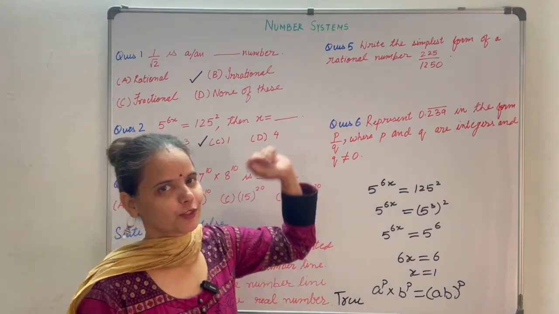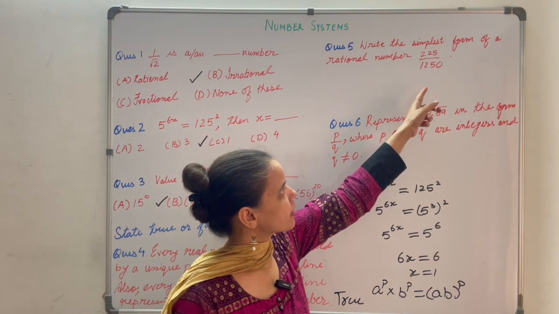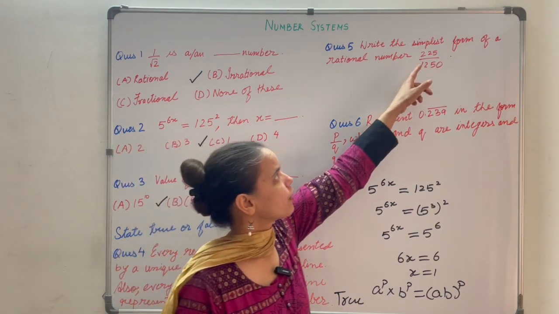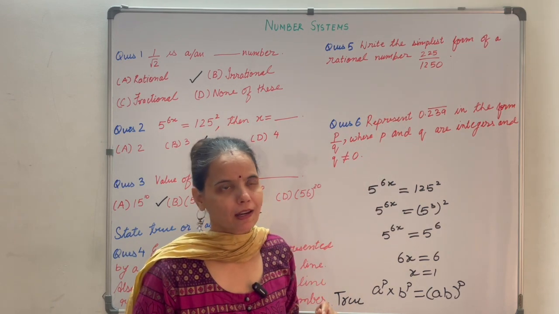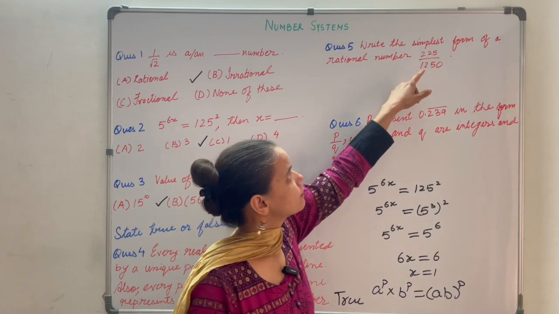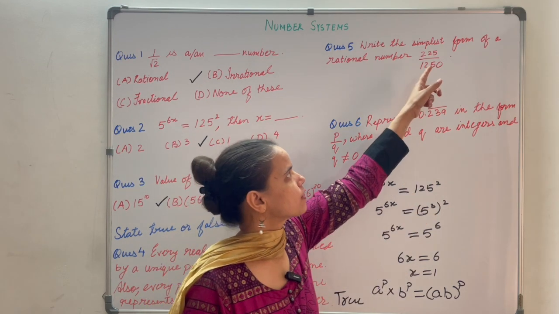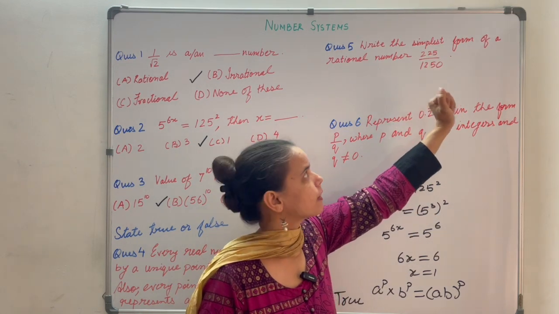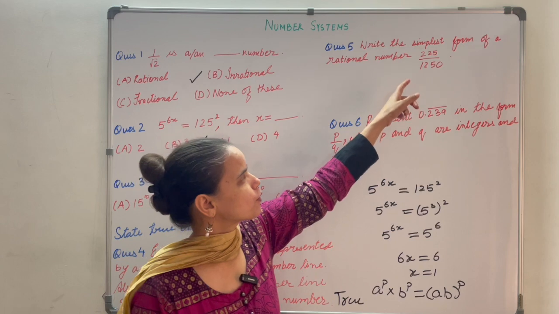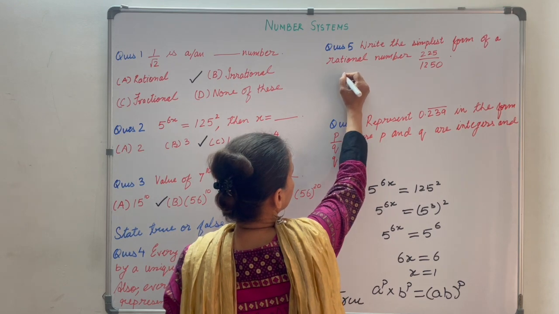Let us now take the fifth question. Write the simplest form of a rational number 225 divided by 1250. So there are many ways to solve this. If you divide both numerator and denominator by the highest common factor, you can write down the simplest form in one step. Or whatever common factor you can find in both numerator and denominator, you can cancel them out. Or you can write down the prime factors of 225 and 1250 and then cancel the common factors. I am going to divide both numerator and denominator by 25. That is the highest common factor of these two numbers.